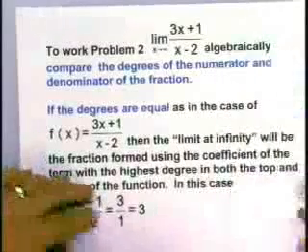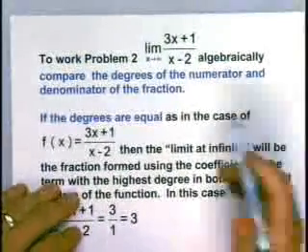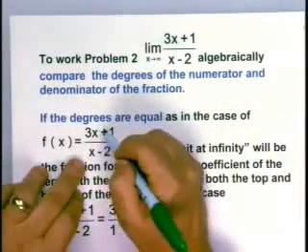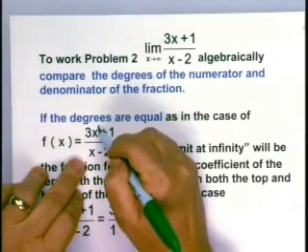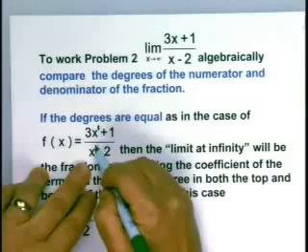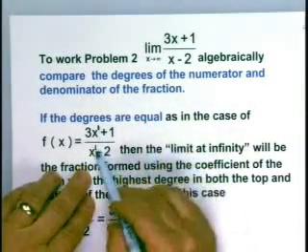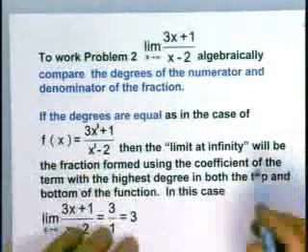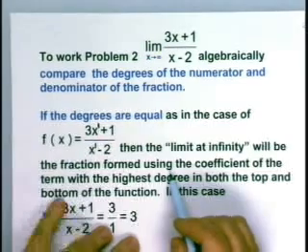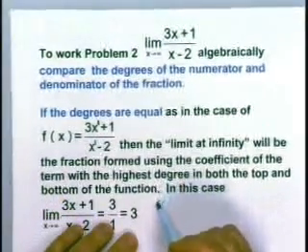To do this, you compare the degree of the numerator with the degree of the denominator of the fraction. In this case, the degree of the numerator, 3x + 1, is 1, because there's an exponent here of 1. The degree of the denominator is 1. If the degrees are equal, as they are in this case, then the limit at infinity will be the fraction formed using the coefficient of the term with the highest degree in both the top and the bottom of the function.